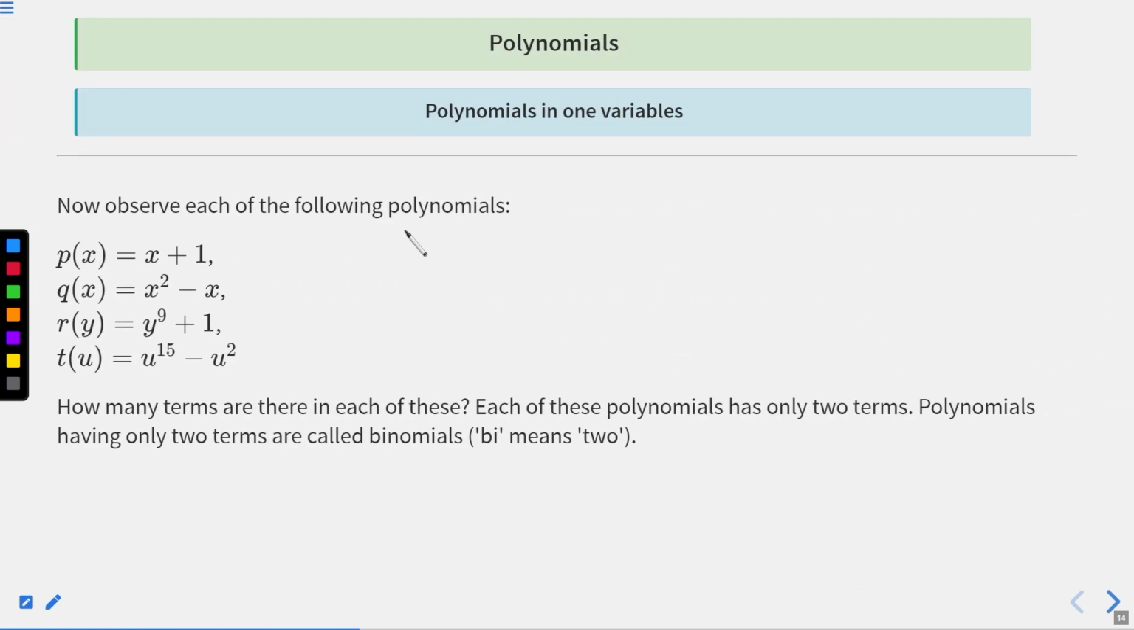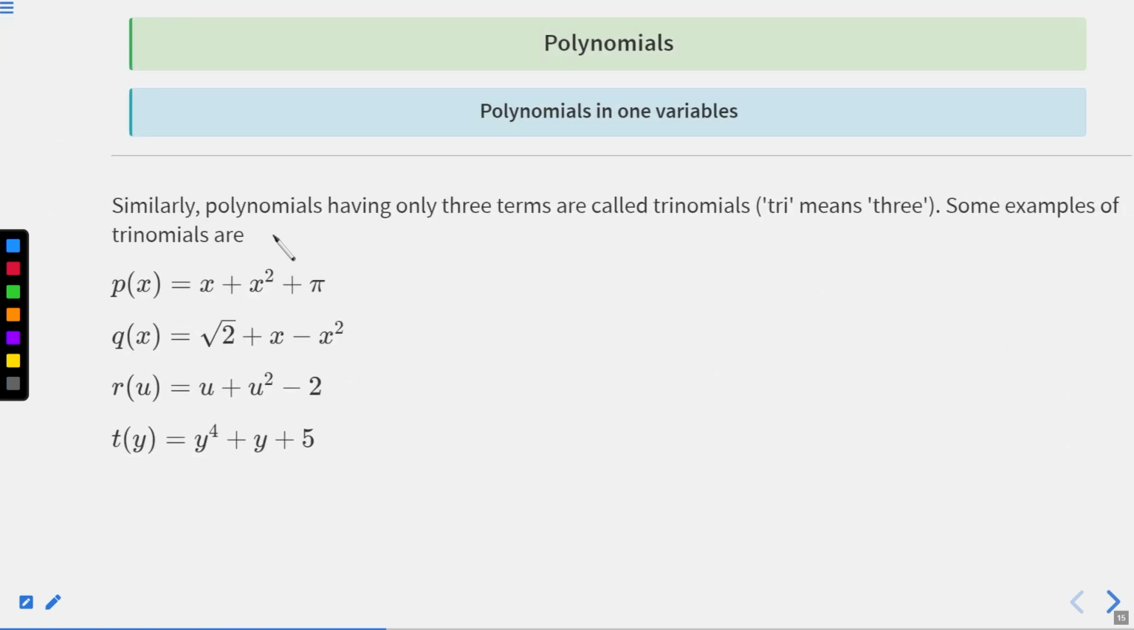And now observe each of the following polynomials. p of x is equal to x plus 1, q of x is equal to x square minus x, r of y is equal to y to the power 9 plus 1, and t of u is equal to u to the power 15 minus u square. How many terms are there in each of these? Each of these polynomials has only 2 terms. Polynomials having only 2 terms are called binomials. Bi means 2. So these are all binomials.